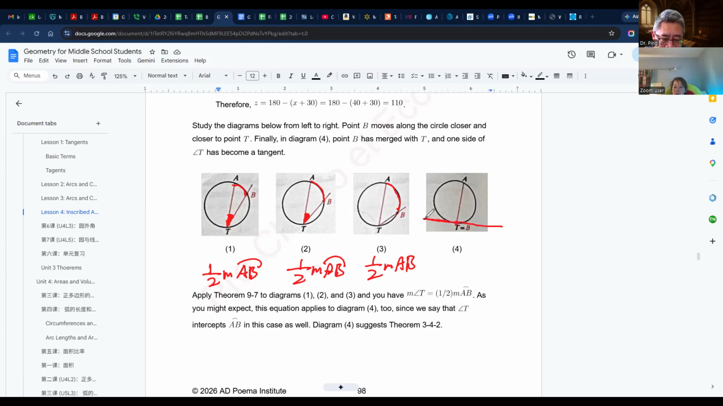So basically, it is the angle between the tangent and the chord. Now, as we would expect, based on the trend from here to here to here, this angle also has to be half the measure of AB. So we see that the angle formed between the tangent and the chord is half the arc that they cut, they inscribe.